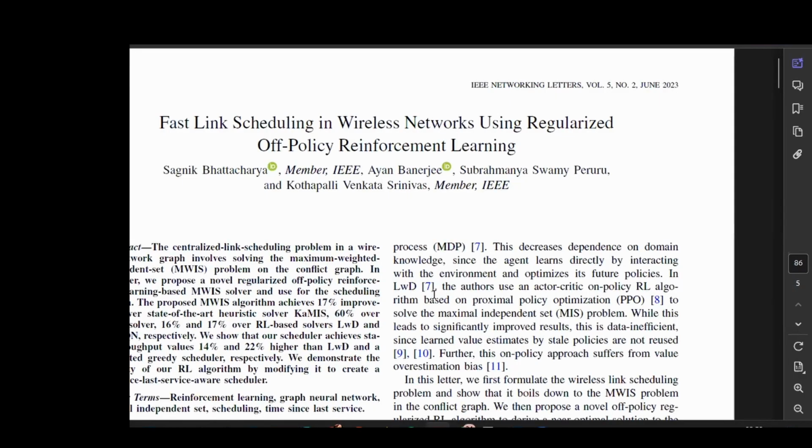Paper 2 briefs about wireless link scheduling, which is crucial for selecting optimal sets of data transfer links in each communication slot to maximize a utility metric. Its application is key in time critical wireless applications like dense mmWave cells and wireless backhaul networks. The technical challenge is that scheduling involves solving the maximum weight independent set, MWIS, problem on a conflict graph, which is NP-hard.